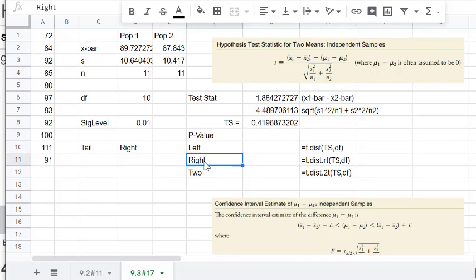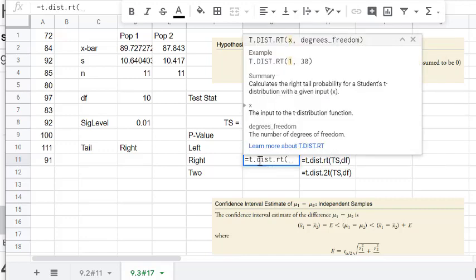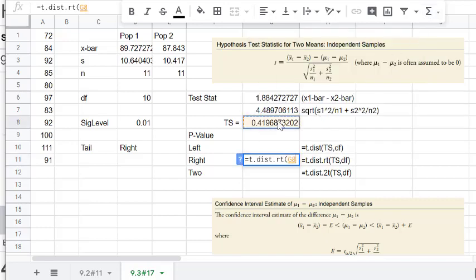Again, this is a right tail test, so we're going to find the p-value using the right tail, and that's going to be a t distribution RT, T.DIST.RT. So we'll say T.DIST.RT, and we need to find our test statistic, which is this, and our degrees of freedom, which is 10. And so we got a pretty large probability value of 0.3417 or 0.3418.